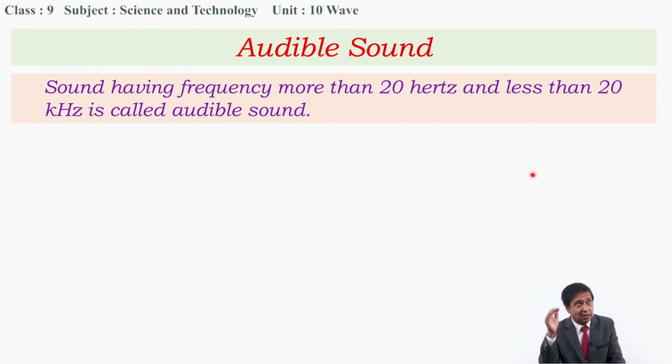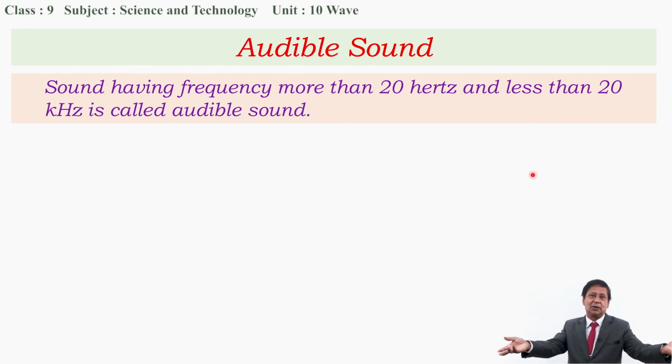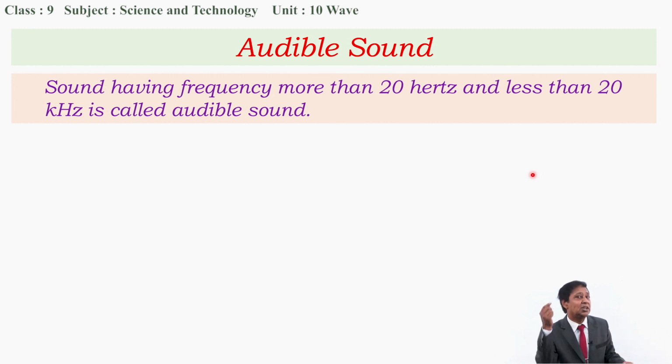Whether it is the sound of the aeroplane, or the musical sound, or if someone is playing guitar, or somewhere there is a bomb blast, whatever it is, the sound which can be heard, may be very faint, may be very loud, all these are under the audible limit. So audible sound means the sound having frequency 20 Hz to 20 kilohertz. Kilohertz means 20,000 Hz. Okay, now let's talk about ultrasonic sound.